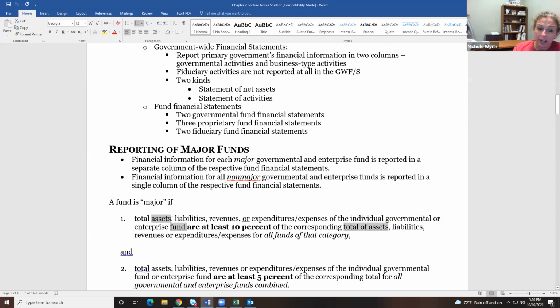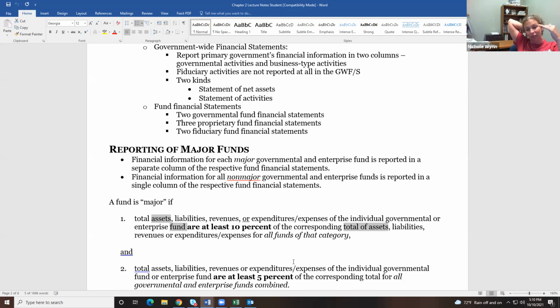And so if we look at assets of the fund and it's at least 10% or more, then we will report it as a major fund. So out of all the funds of that category. So if we're looking at governmental funds, so governmental funds would be like the public safety, public works type stuff. And if we look at one fund and we compare it to all governmental funds, if it's 10% or more of all governmental funds, then it's a major fund.